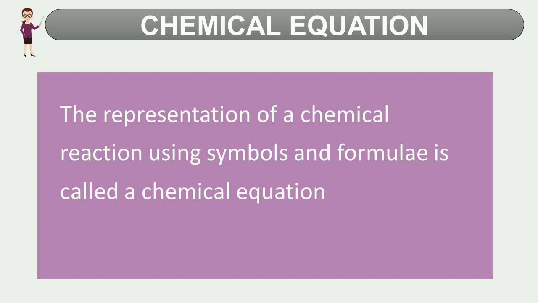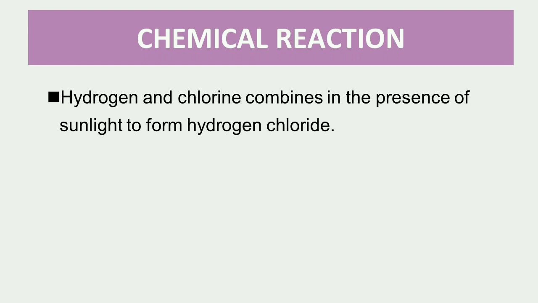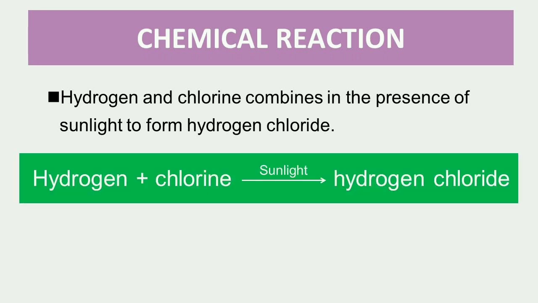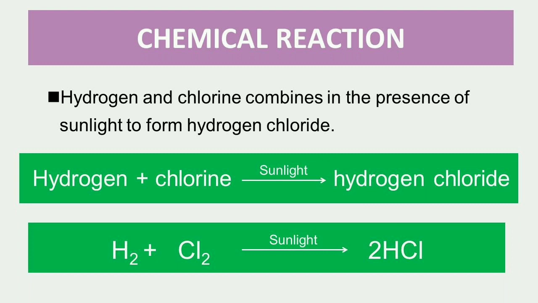If we have a chemical reaction as hydrogen and chlorine combine in the presence of sunlight to form hydrogen chloride, then its word equation will be written as shown here. By using the formulae of the reactants and products involved in this chemical reaction, we can write the chemical equation as shown here. The conditions necessary for carrying out the reaction are usually written on the top or below the arrow. In this reaction, the necessary condition is the presence of sunlight, so it is written on the top of the arrow.